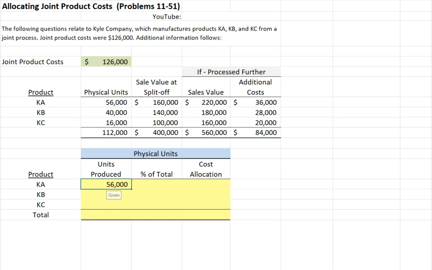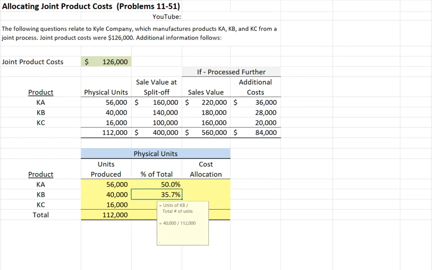We're producing 56,000 units of Ka, 40,000 of Kb, and 16,000 of Kc for a total of 112,000 units. Our percentage of allocation then, 56,000 divided by 112, gives us 50% of our costs will be allocated to product Ka. 40,000 divided by the 112 gives us 35.7% of the cost to be allocated to Kb. And finally, 14.3% of our cost to be allocated to product Kc. Again, be sure you've added up to 100% of your costs.